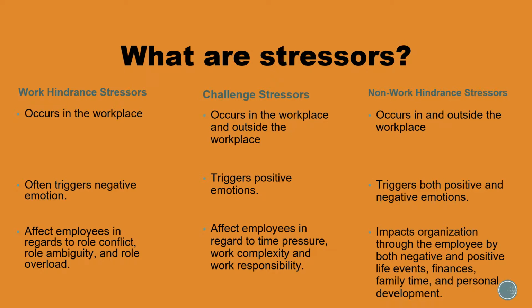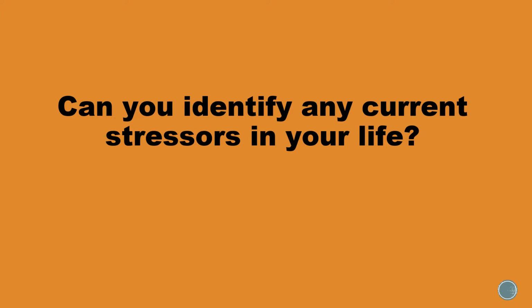In addition, if let's say you had a tiff with a coworker and it left you in a negative space, you could actually bring that energy back to your house and actually take it out on your spouse. So it works in two different ways. It can be something that happens at work that affects your home life, or something that happens at home that affects your work life. Now that we've discussed stress and stressors, can you identify any current stressors in your life, either at home or at work?